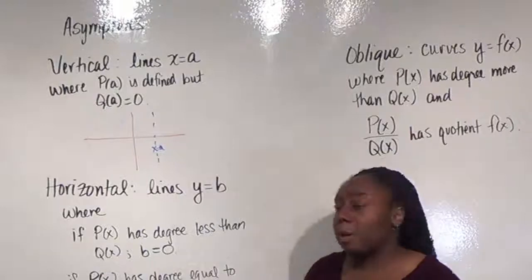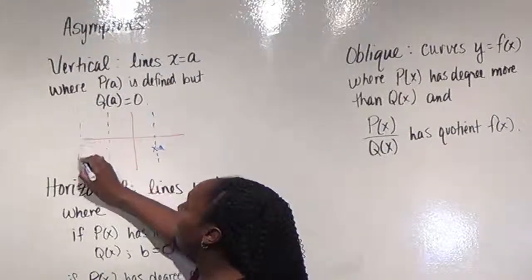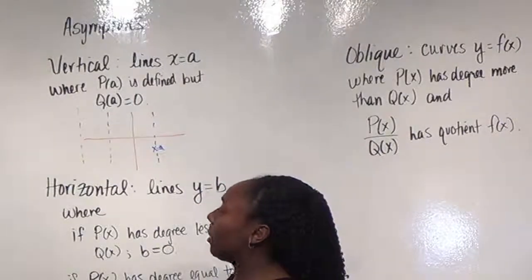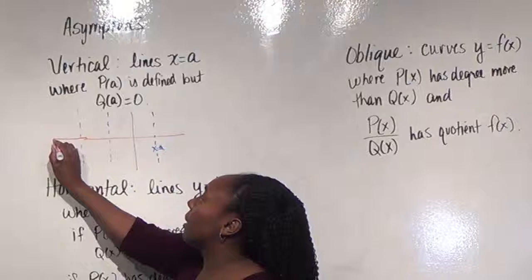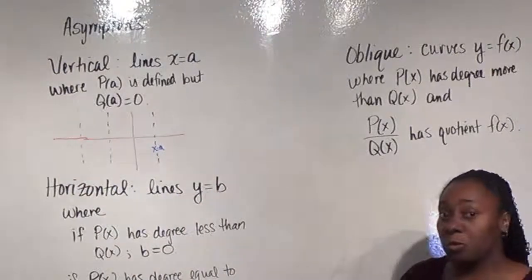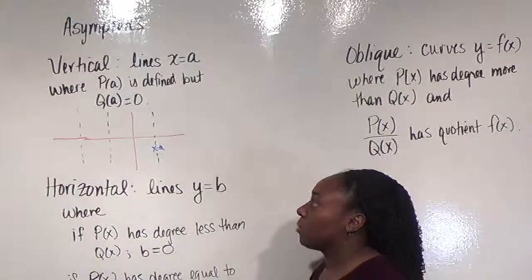One of the things to make note of is that I can have multiple vertical asymptotes. Again, it just depends on what my q looks like. If my q has multiple roots where it's 0, then I'm going to have multiple vertical asymptotes.